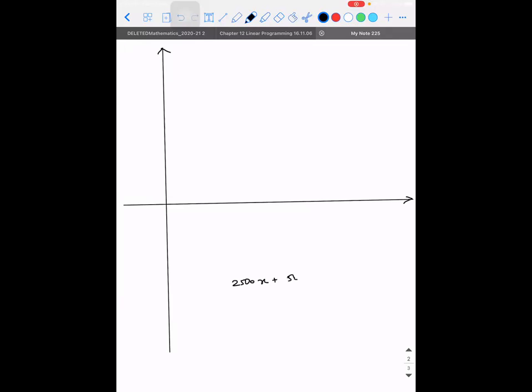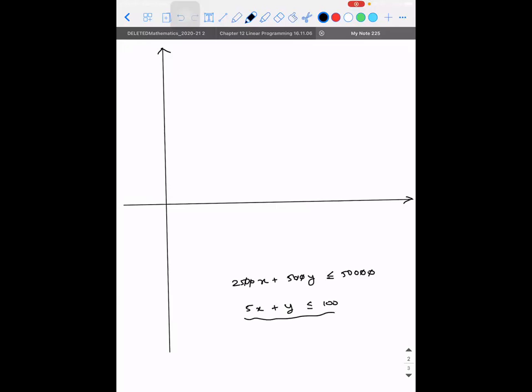2,500x plus 500y should be less than or equal to 50,000. So two zeros will get cancelled. So it's divisible by 5. So what will be the simplified inequality? 5x plus y will be less than or equal to 100. So how to draw the graph for this?